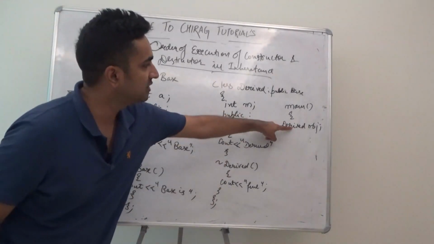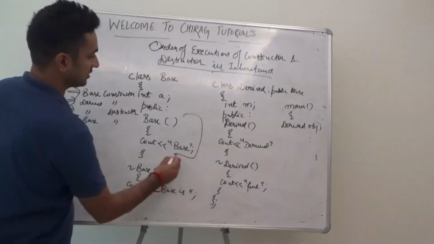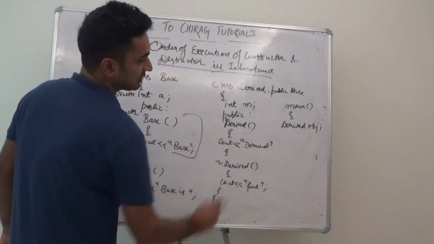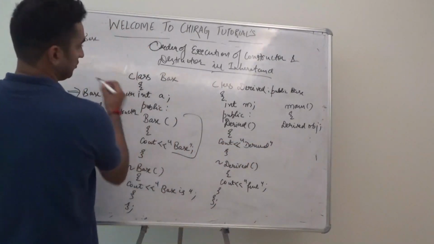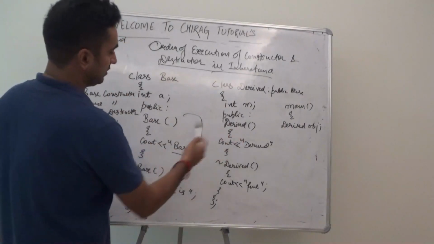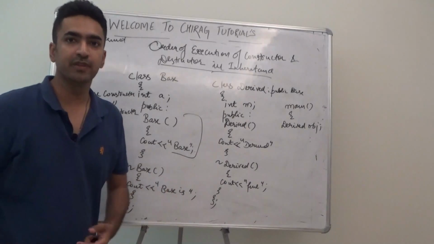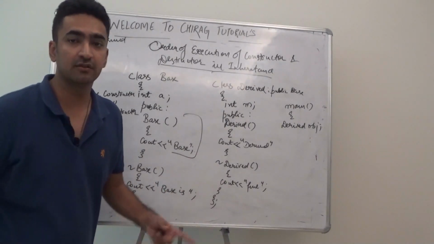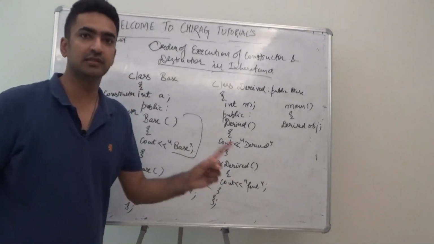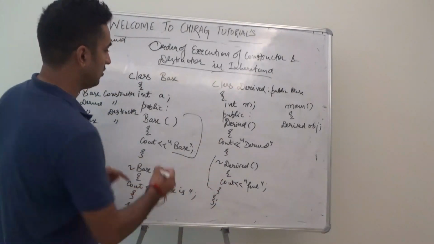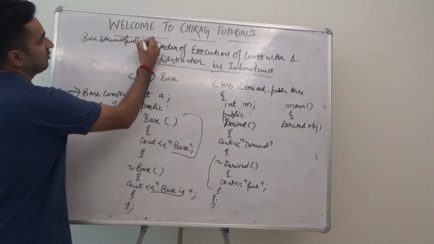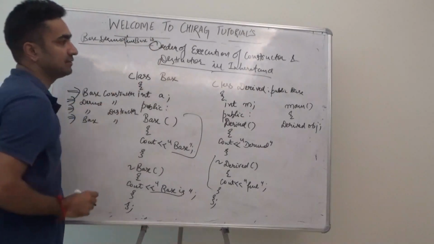So the moment the derived class object gets created, firstly the base class constructor gets called, so the answer starts with base. Then the derived class constructor gets called, so we got derived as an answer. After that, we have the derived class destructor. The order of execution of destructors is the reverse of constructors, so we got derived, and then the destructor of the base class. So this will be the answer.